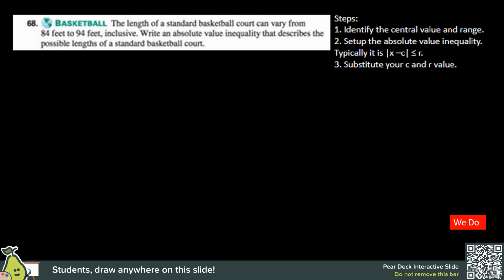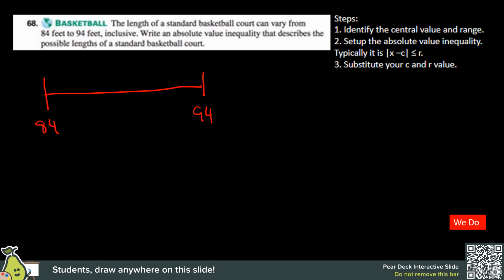So this question here, guys, we've actually seen this question in class. I want to make sure that we really stamp the equation we need to use on this. We're given this scenario says the length of a standard basketball court can vary from 84 feet to 94 feet inclusive. So when we did this, we actually created a number line, right? We know that we're going from 84 feet to 94.